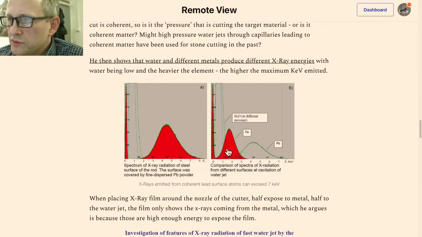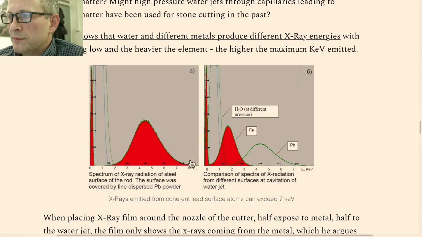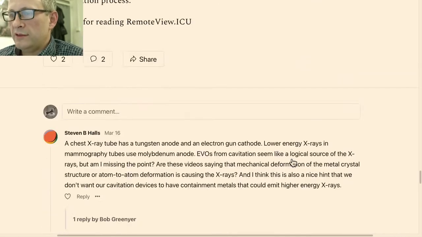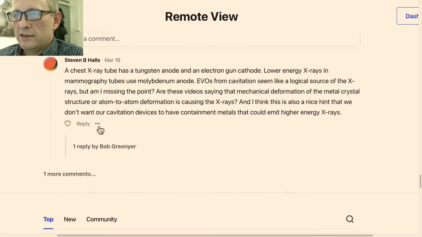And then he later found out that, depending on the element used, so for instance, water produces a very, very soft X-ray from the surface, from the phase conjugation, from that reflection, from that coherence on the surface. But if you use iron, you get up to about 1.75 kV, and if you use lead, you can get up to maybe 7.5 kV. So the heavier the element you use, the higher the energy of the X-rays that can be observed.